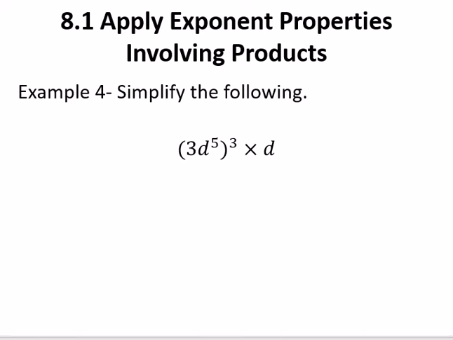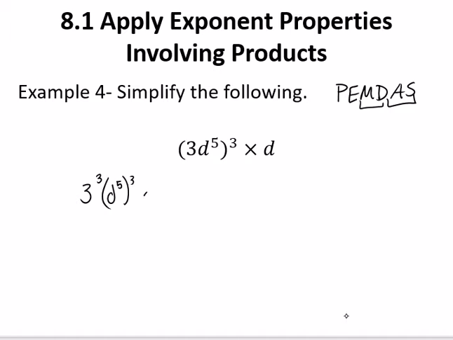Moving forward in 8.1, simplify the following, so getting a little bit more complicated here. Just like in the last example, you need to make sure that exponent is distributed to every single piece of that product. So, following PEMDAS, parentheses, exponents, multiplication, division, addition, subtraction, I deal with my parentheses and my exponents first, so that's 3 cubed. And then I have d to the 5th to the 3rd power as well.